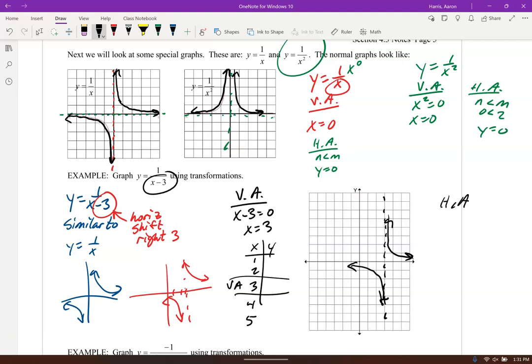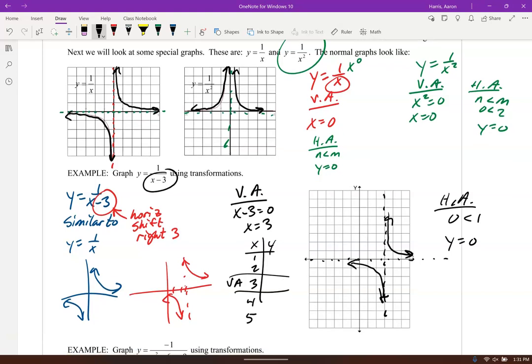Horizontal asymptote: degree of the top is 0, degree of the bottom is 1. So it's automatically y equals 0, right? You kind of have a feel for that with your transformations. So transformations kind of help you out with that, right?